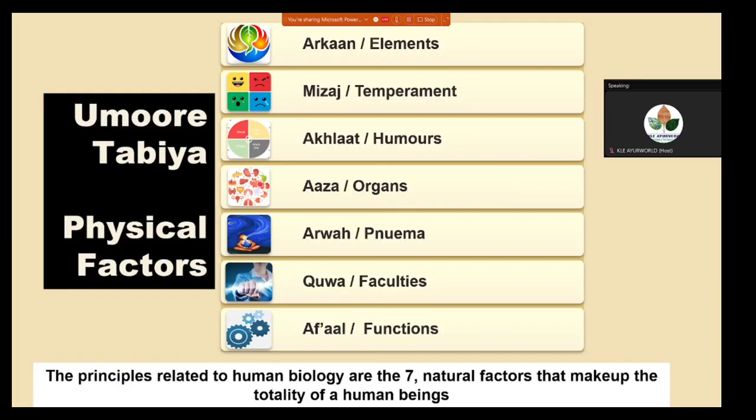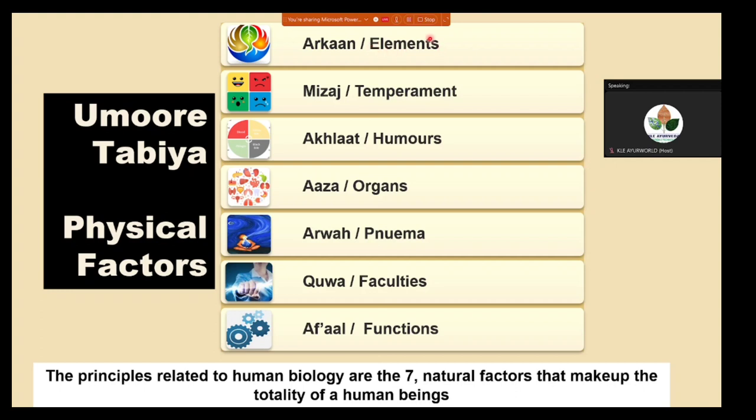If you look at the Umure Tabayya, the primary component of the fundamentals of Unani medicine, this Umure Tabayya is a purely Arabic term. Umur means certain factors, Tabayya means physical factors. These physical factors may not be an exact substitute of a Latin term, but that is the near understanding. According to Unani philosophy, every human being is regulated. The principles related to human biology are surrounded with seven natural factors that make up the totality of the human being. The first one is the arkan, which could be considered the nearest Latin term, the elements.